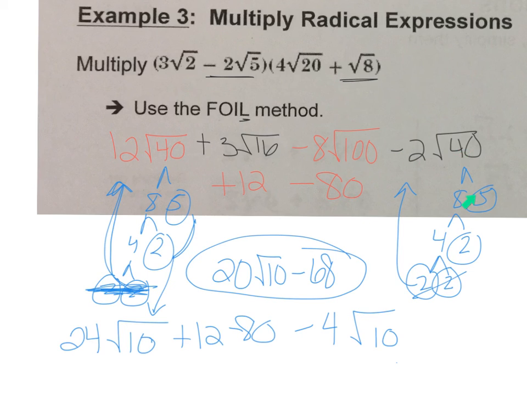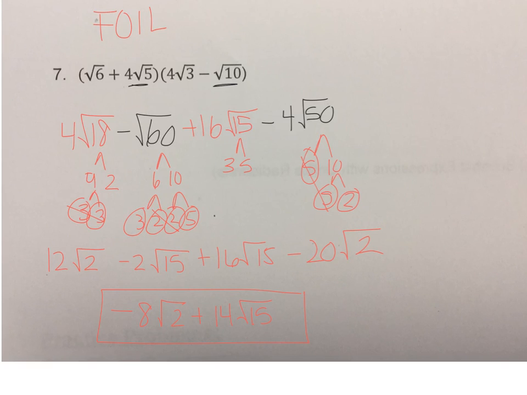I simplified every one of these. The 2 middle numbers came out as whole numbers because these were perfect squares. And once I had everything simplified, on the bottom is my simplified answers. I then combine like terms to end up with 20 radical 10 minus 68. This is number 7 from the practice problem, so you can try this and make sure you get the same answer that I have here.